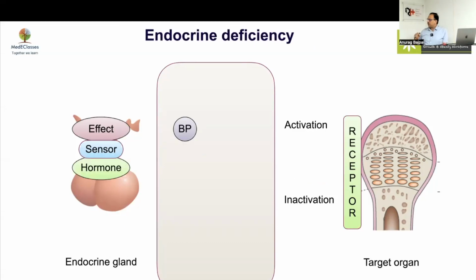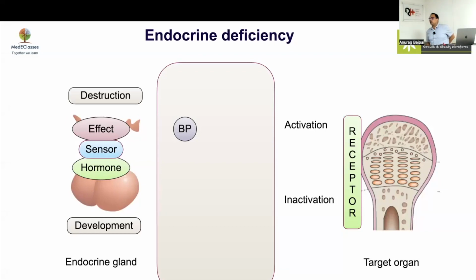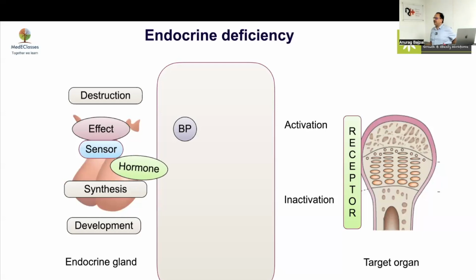Now from this perspective, Manoj, what are the possible ways in which you can have hormone deficiency? What is the pathophysiological basis of endocrine deficiency? The gland is not found, so the gland is defective and development is a problem. Or the gland is found, but synthesis is not happening. So the gland is malformed or destroyed, a structural problem. Next, there's a problem in hormone synthesis or hormone release. It's formed, but not released.